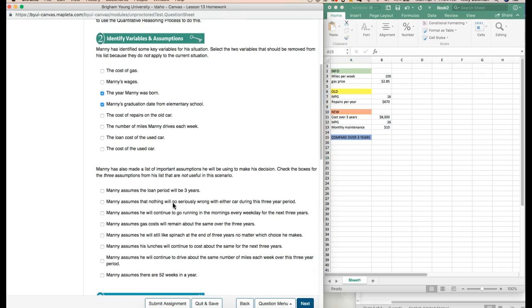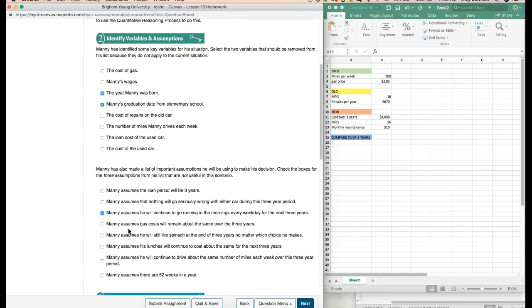Manny assumes that nothing will go seriously wrong with either car during this 3-year period. Again, that's a correct assumption. We're not working in the cost of some major repair. We're just looking at the 2 cars, assuming that they're good to go, and the assumptions of miles and gas price and stuff like that. Manny assumes he will continue to go running in the mornings every weekday for the next 3 years. While this is a great assumption, it doesn't affect the current situation comparing the 2 car situations. So this one is not helpful.